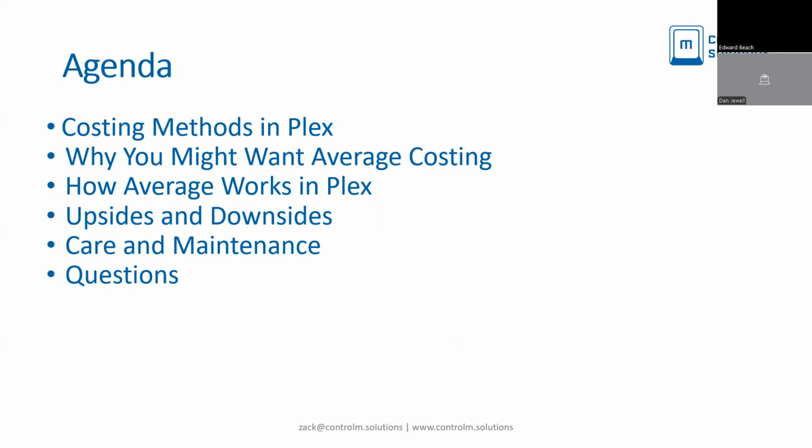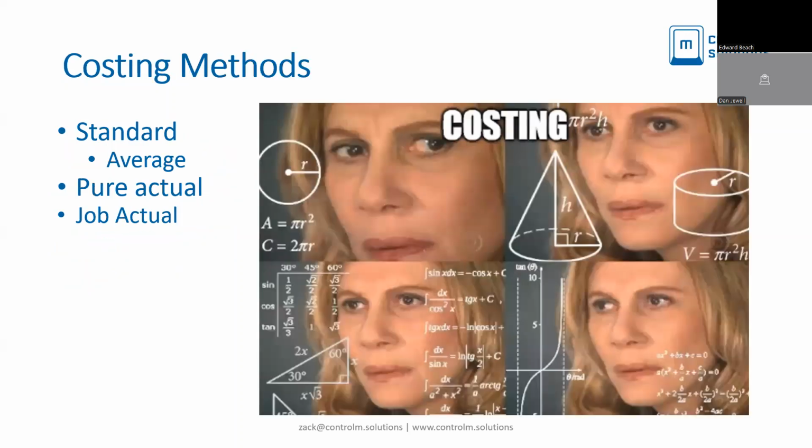So what are we going to talk about? What costing methods are running around in Plex? Why you might want to deal with average costing? Hey, how does this freaking thing work? What are the upsides? What are the downsides? Care and maintenance, we love that. And then if you guys have any questions and nobody's fully asleep, we'll keep talking.